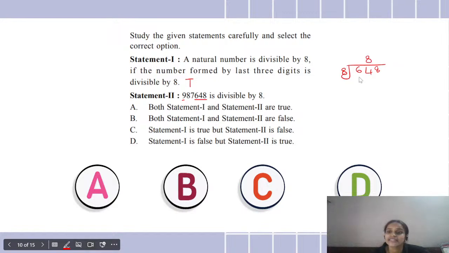So 8 8s are 64, and I bring 8 down. 8 ones are 8, and I get 0 as the remainder. So this statement is also true. So both the statements are true, and option A is correct.